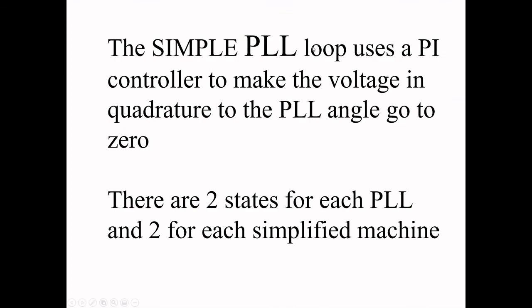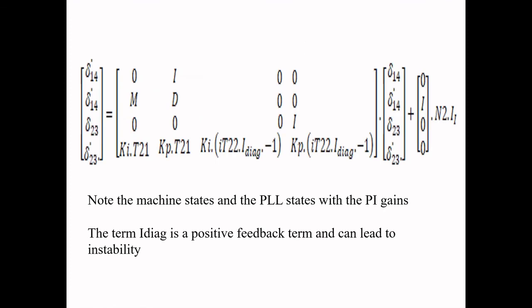So the simple phase lock loop process generally uses a proportional plus integral controller to make the voltage in quadrature go to zero. There are two states for each phase lock loop and two for each simplified machine. So we're not dealing with something that was really complex. But when we start to write it out, we can see these four groups of states. Up in this corner, we can see the traditional synchronous machine representation of what's happening. Down here, we see Ki and Kp, those proportional and integral controllers of the inverters. And the main thing to note here is the way in which this term here, which is network impedance, creates positive feedback in the diagonal of the network. So this is instability. This is the reason why it's bad. What can we do about it?